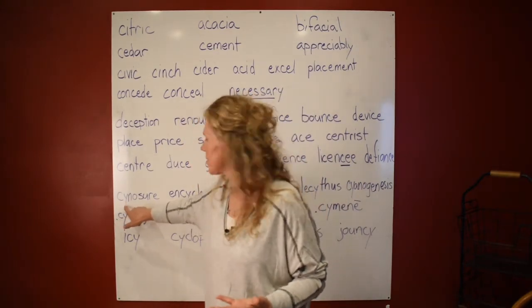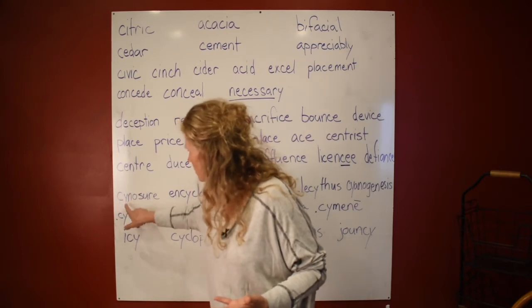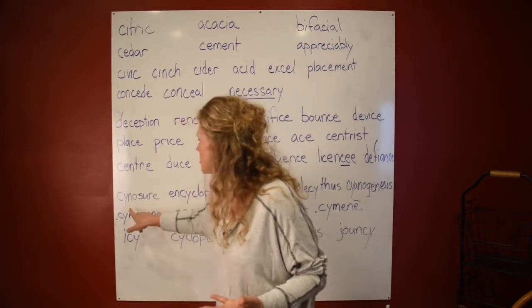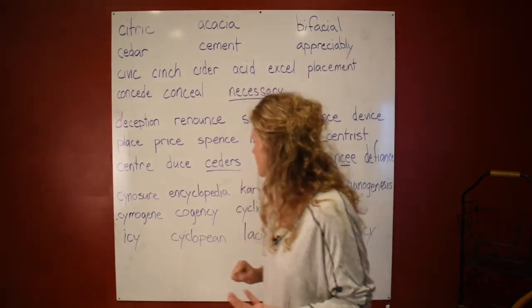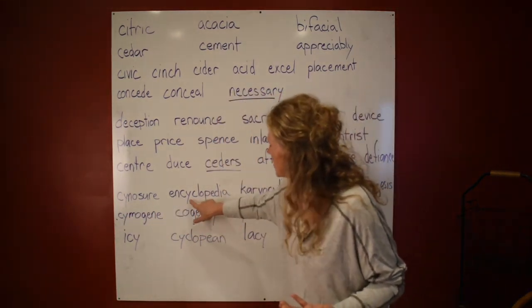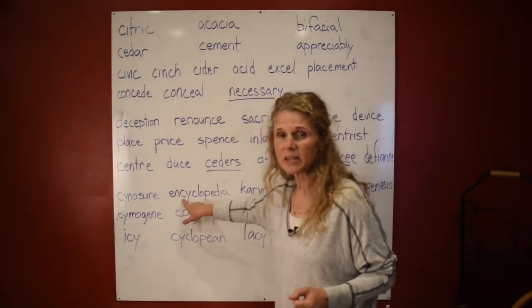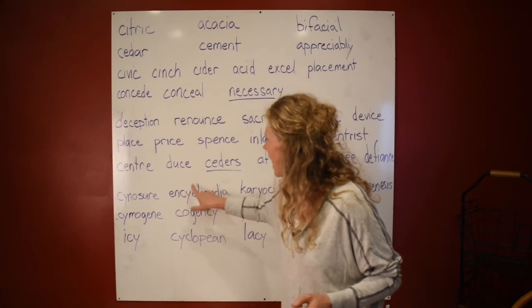We can tell that because of this Y, and see it's open because this N is going to come to the end, so it's going to say cynosure, okay? And this one says encyclopedia. See, this Y is affecting this C and it's saying S, but see how it's saying Psy?